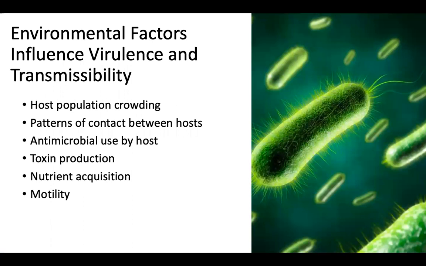So some environmental factors that influence virulence and transmission of a pathogen have to do with host population crowding. Depending on how crowded in one area a population of potential hosts is, it could be more or less advantageous for a pathogen to easily transmit to other hosts. Another influence has to do with what patterns of contact there are between hosts that a pathogen can use to transmit from host to host. Obviously, if there are not certain patterns of transmission available in a population, then it would be disadvantageous for a pathogen to transmit using that route.